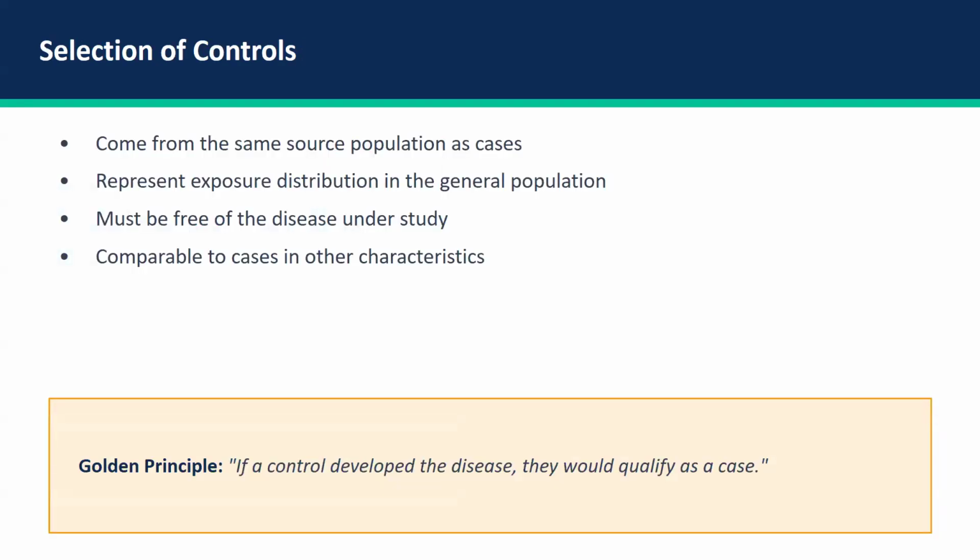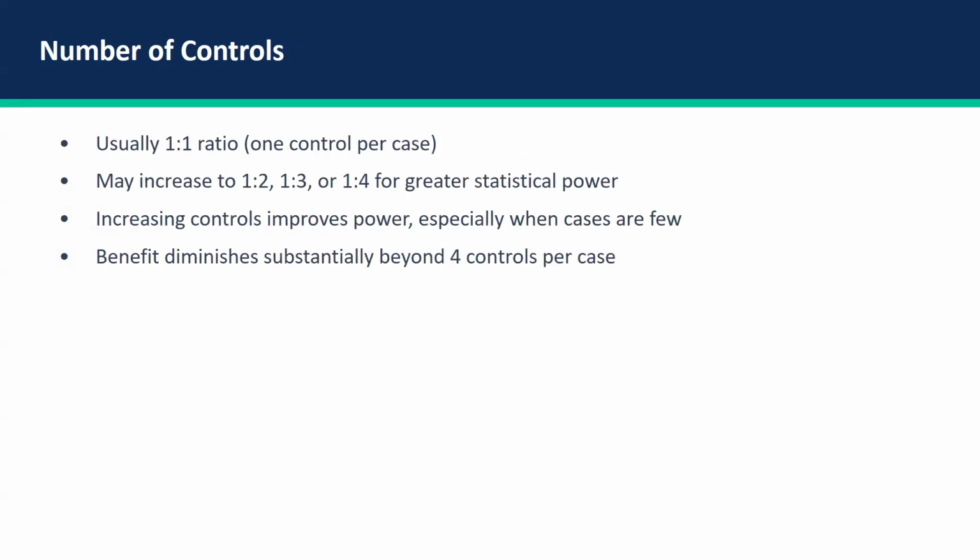Then the second step is a selection of controls. They come from the same source of population as cases. They represent the exposure distribution in the general population, and they must be free of the disease under study and comparable to cases in other characteristics, meaning the characteristics which are not under study. So the golden principle is if a control developed the disease, they would qualify basically as a case.